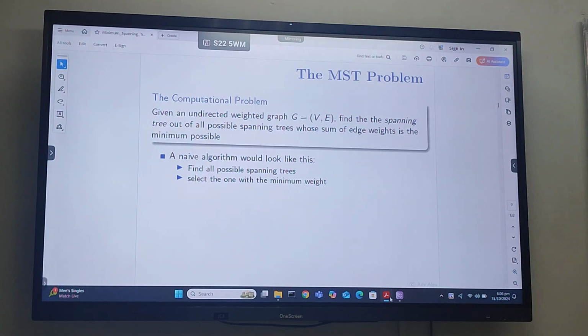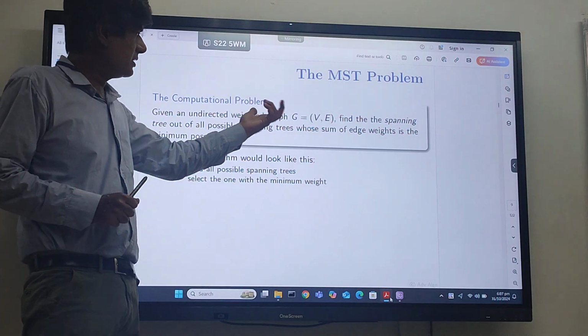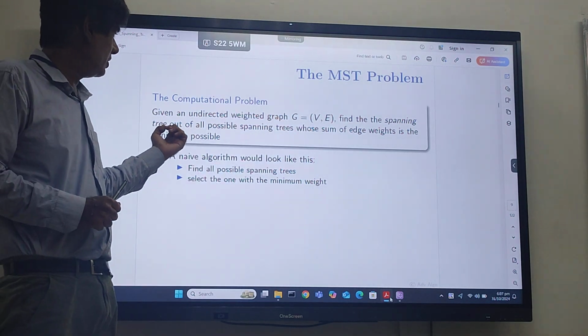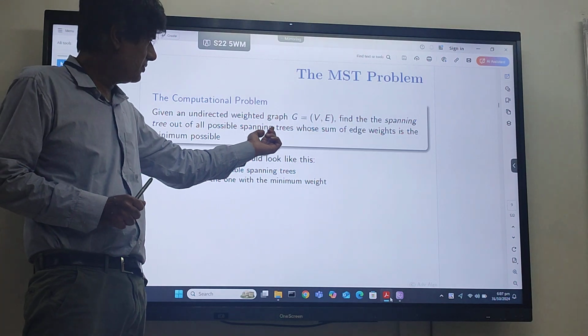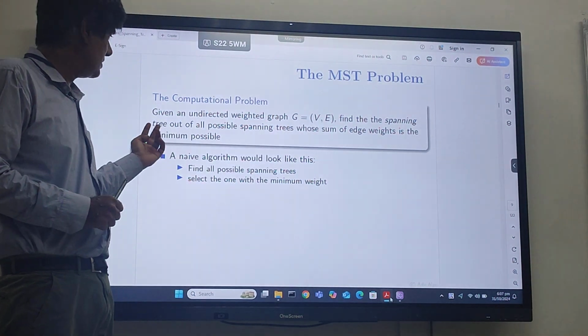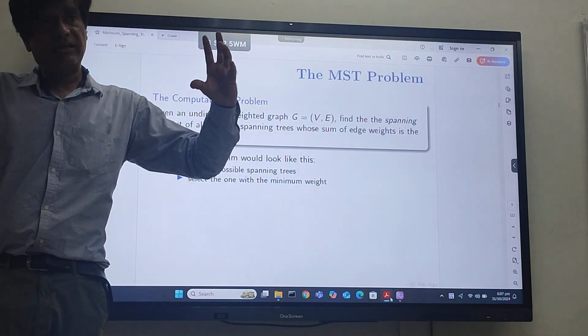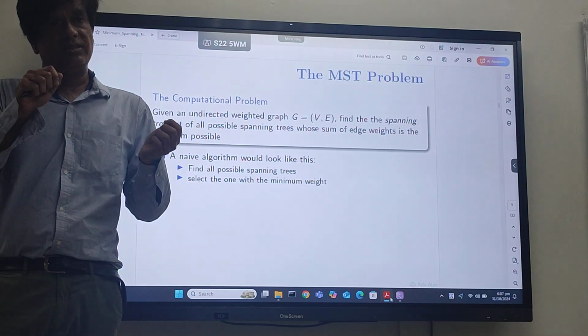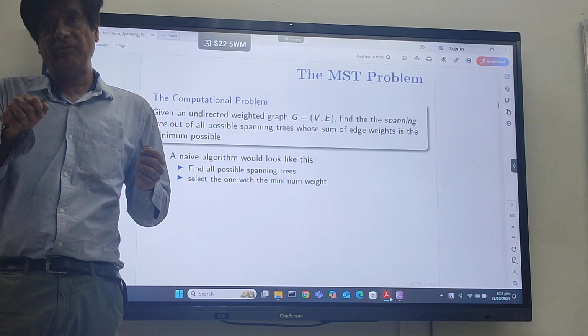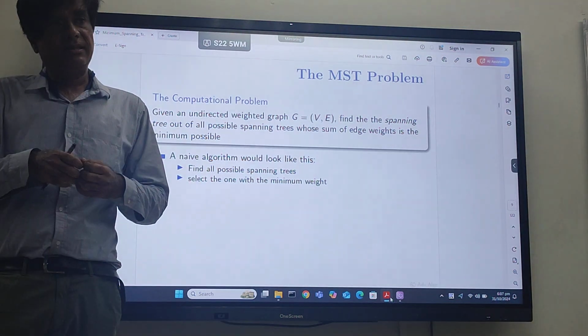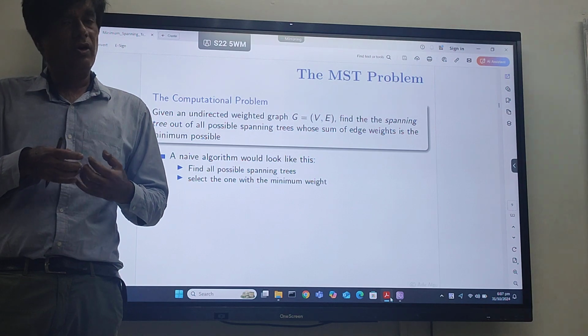Okay, so we are studying the minimum spanning tree problem, the MST problem. The computation problem, as you might remember, is that given an undirected weighted graph, we need to find the spanning tree, out of all possible spanning trees, whose sum of weight is the minimum possible. So I hope that part is clear. We have a weighted graph. We want to remove some edges so that what we get is a graph whose weight is the minimum possible weight out of all the spanning trees.